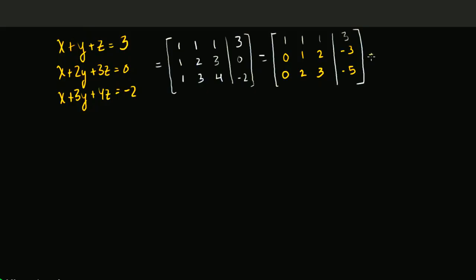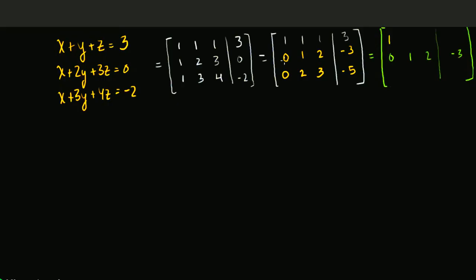So let's do it. I'm going to keep my second row the same. My second row is 0, 1, 2, and then I have a minus 3 in the augmented part of it. And to zero this out, what I can do is replace the first row with the first row minus the second row. So I get 1 minus 0 is 1. 1 minus 1, there's a bird outside. Let me close my window. So where was I? I'm replacing the first row with the first row minus the second row.